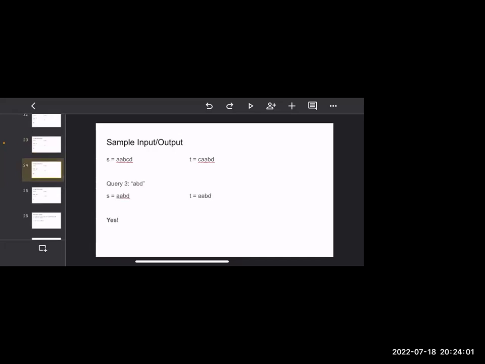Query 3 is ABD. So basically, we would just remove the C from both strings. So S would be AABD, T would be AABD. Now both are equivalent, so we would output a yes for query 3. And query 4, the entire alphabet. Now we know that these two are not equal just by comparing the first indices. So we would output a no.